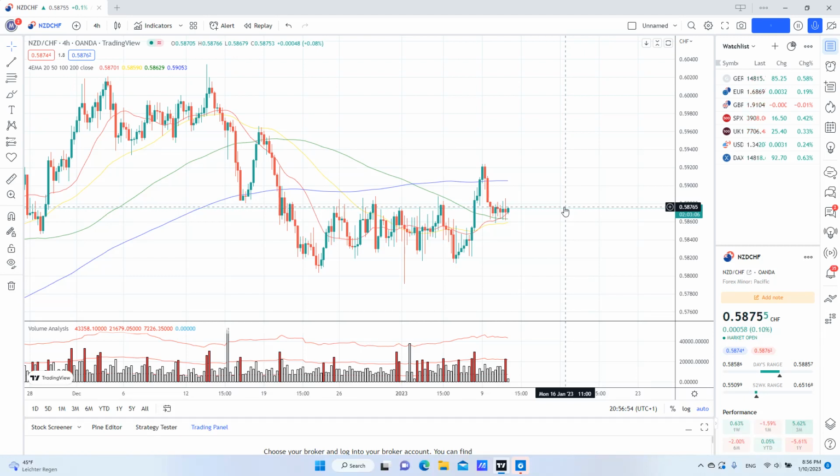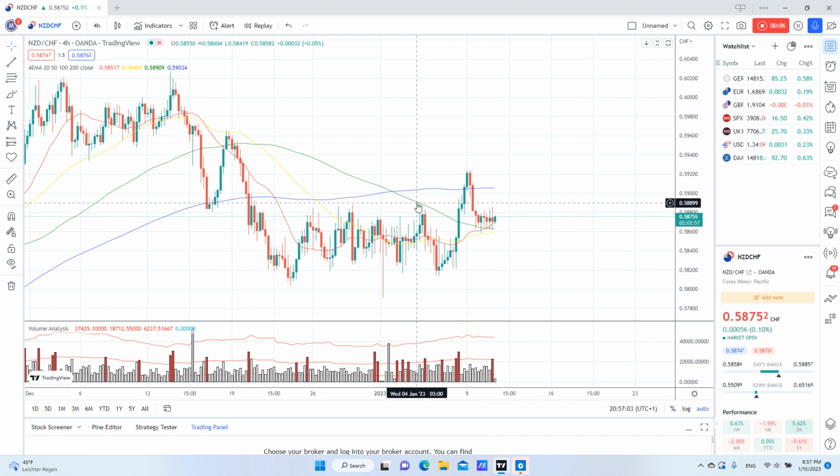Hi again. Our chart for today will be the New Zealand dollar against the Swiss franc. As we can see here, this is a 4-hour chart. We may get a setup here, which is a buy setup.